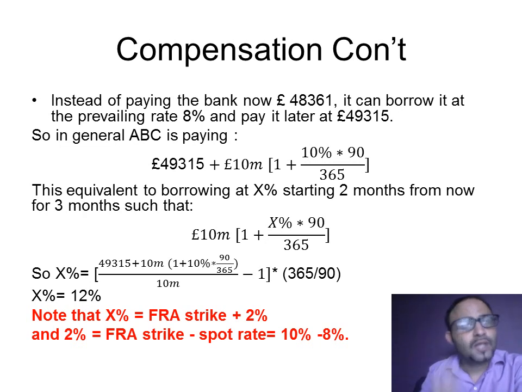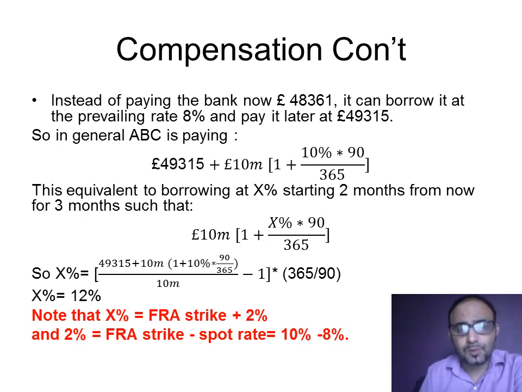So in general, ABC is paying 49,315, which is after 5 months, plus the 10 million which it had borrowed after 2 months for a period of 3 months. So that makes it plus 10 million times 1 plus 10%. 10% is the fixed rate agreement rate times the 3 months, which is 90 over 365.